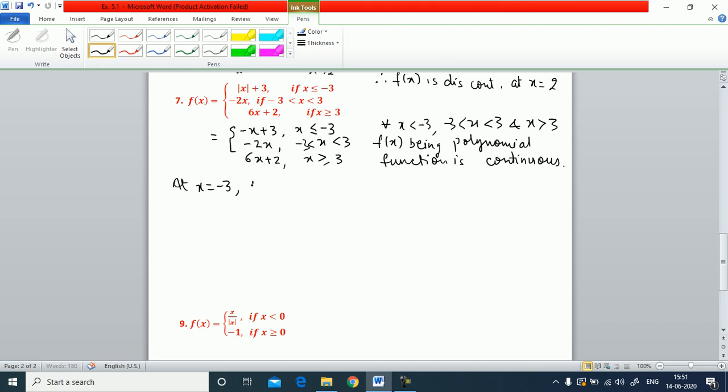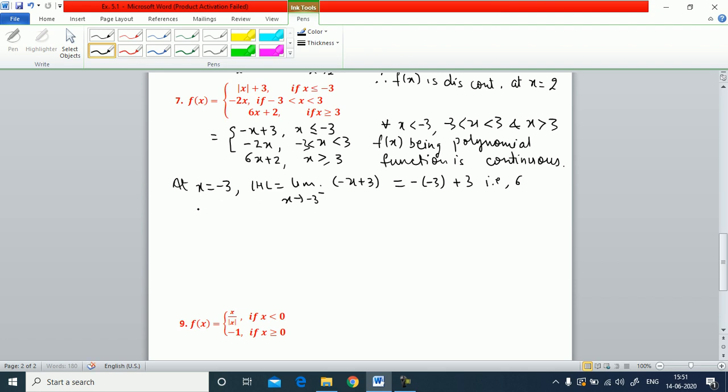So let us find the left hand limit at minus 3. So limit x tending to minus 3 from left. Look at this part. When x is less than minus 3, the function is defined as minus x plus 3. If I replace x by minus 3, it will become minus of minus 3 and then plus 3. So minus of minus 3 is plus 3 and plus 3, that is 6.